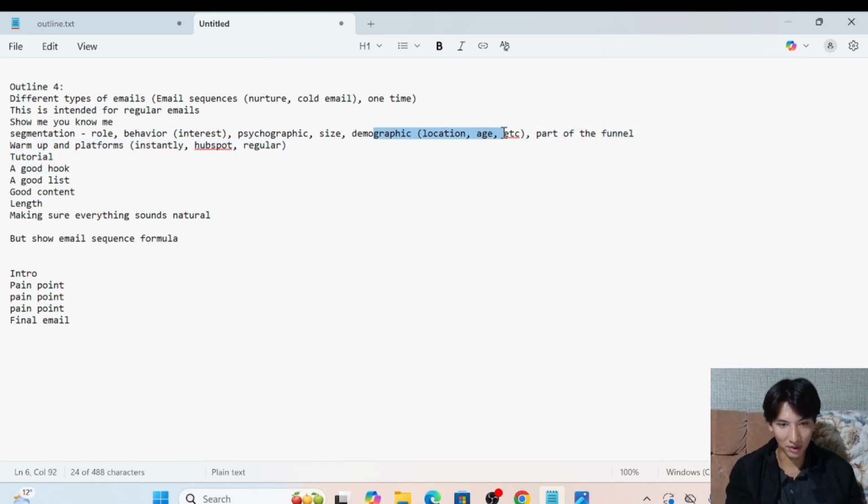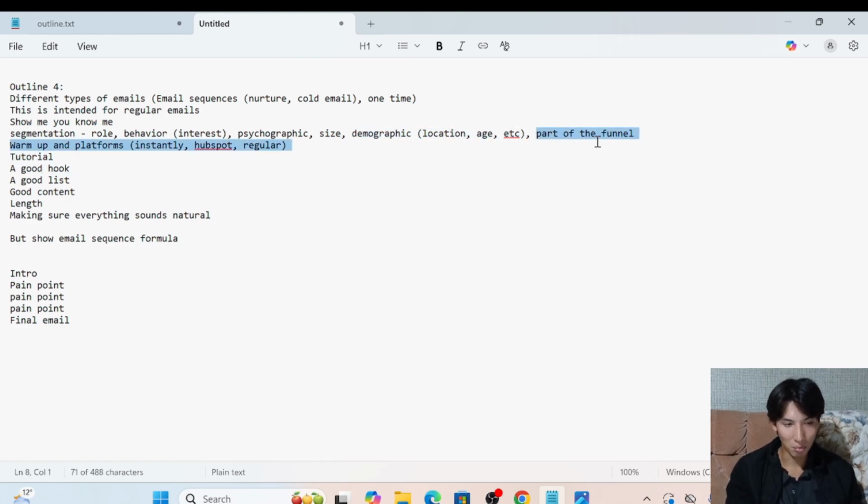And then demographic, like location, age, etc. Because for people in different locations, they use different forms of English, and maybe tailoring the different forms of English to each of the locations would help, but I would say demographic is less important than the others.